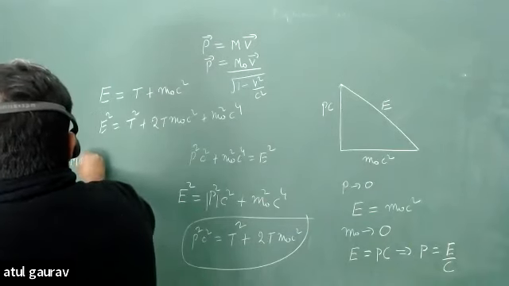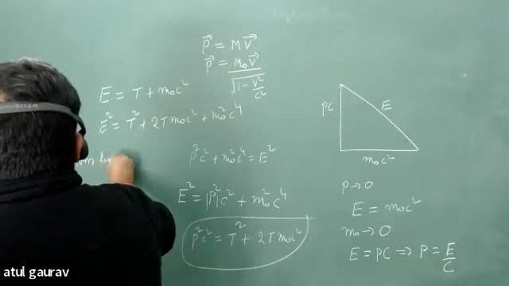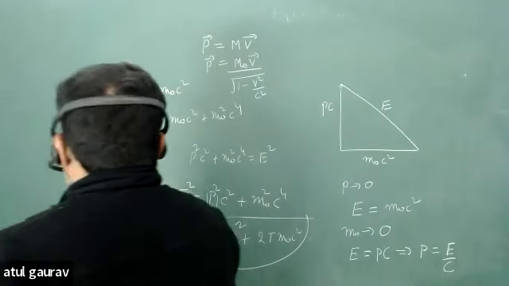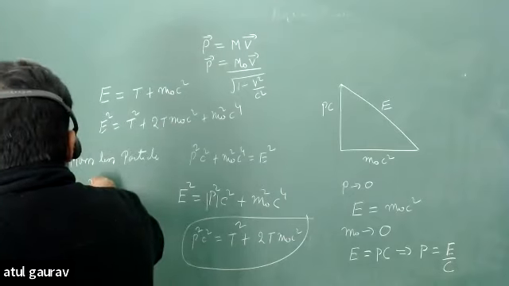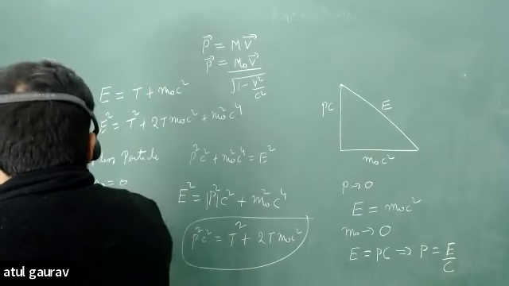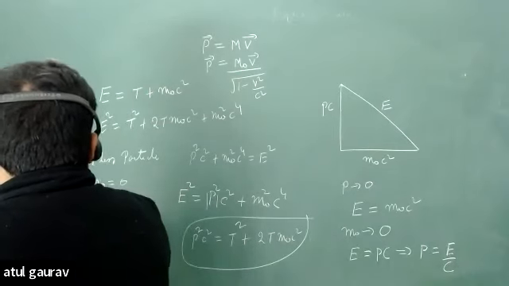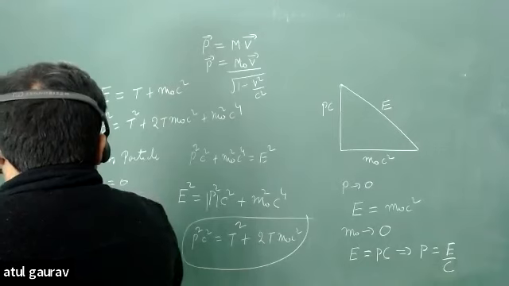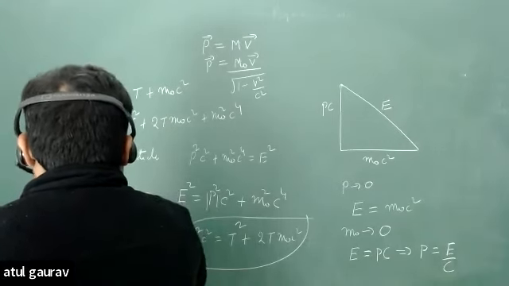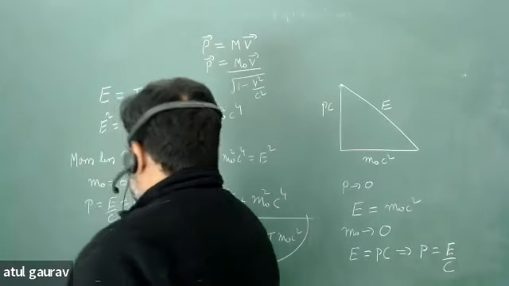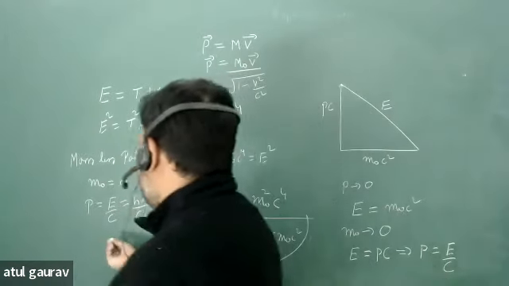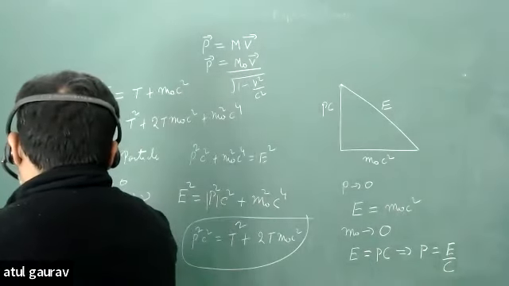So what is a massless particle? The concept of a massless particle, where the rest mass of that particle is equal to 0, and then the momentum of the particle is equal to E upon C, and this E is nothing but h nu. Are you getting my point? This E is nothing but h nu, and this is the concept of what? Photon.